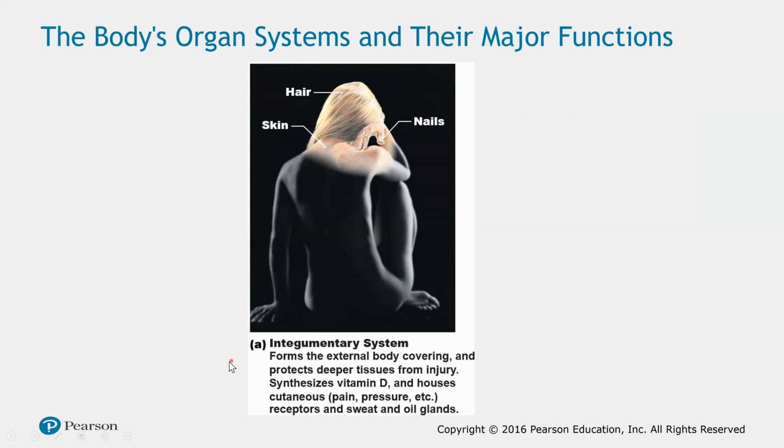But the first system that we're discussing is the integumentary system. It forms the external body covering and protects deeper tissues from injury, synthesizes vitamin D, and houses cutaneous receptors, receptors for pain, pressure, vibration, temperature, and also sweat and oil glands.